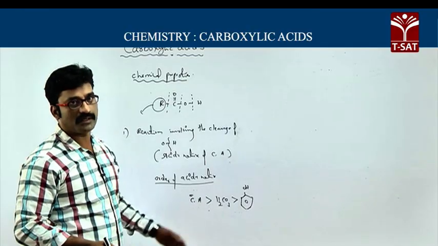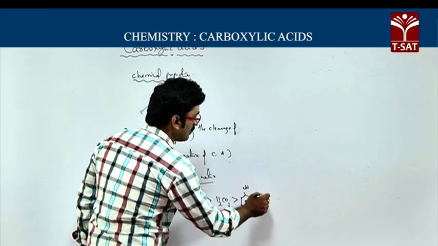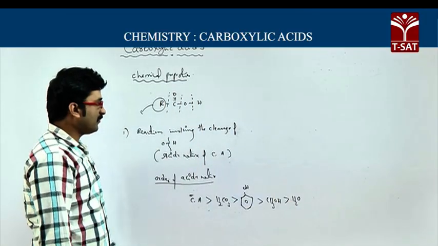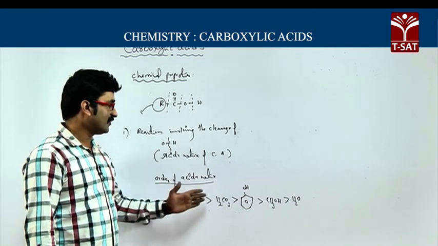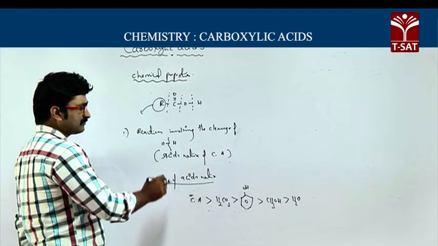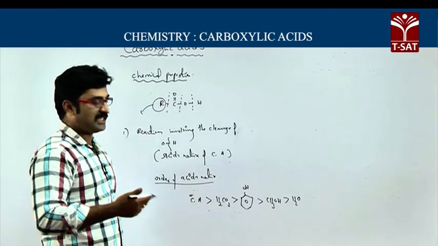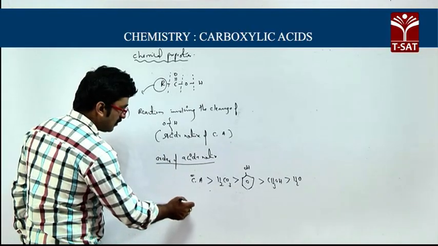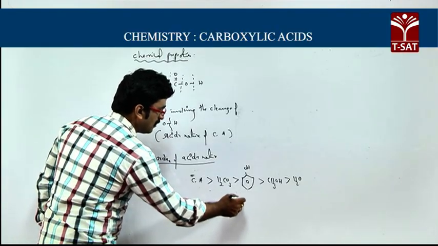Carboxylic acids are more acidic than H2CO3, which is more acidic than phenol, and phenol is more acidic than methyl alcohol, which is more acidic than water. So based on this order, carboxylic acids are more acidic than carbonic acid, phenols, methyl alcohol, and water. So carboxylic acids have a tendency of losing H+ or giving H+ ions. Now RCOOH, on ionization, gives RCOO- and H+.